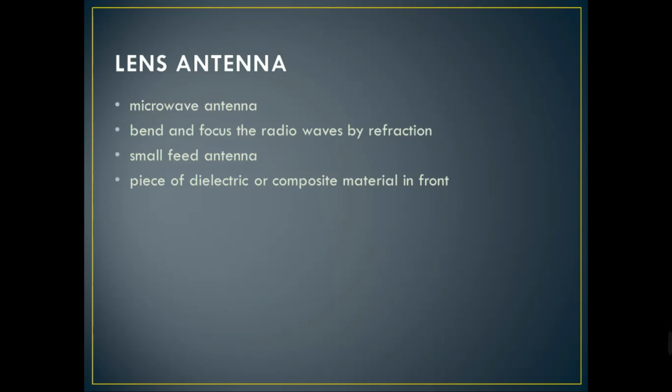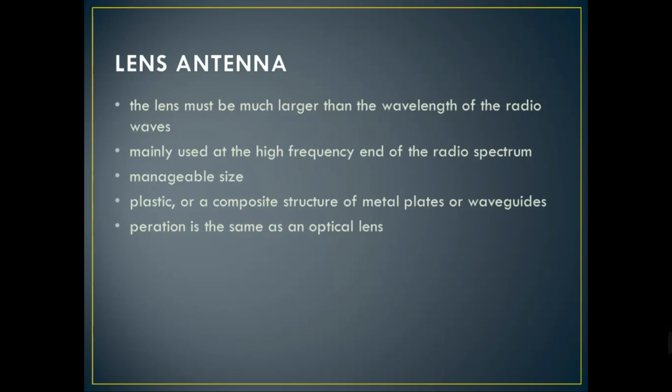Typically, it consists of a small feed antenna such as a patch antenna or horn antenna, which radiates radio waves with a piece of dielectric or composite material in front, which functions as a covering lens to collimate the radio waves into a beam. Conversely, in a receiving antenna, the lens focuses the incoming radio waves to the feed antenna, which converts them to electric current, which is delivered to a radio receiver.